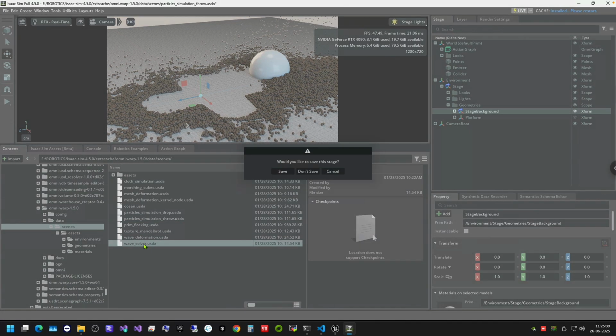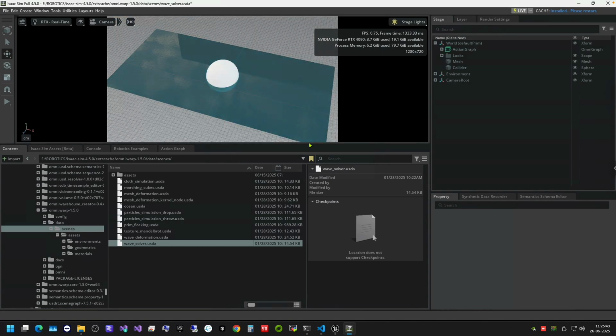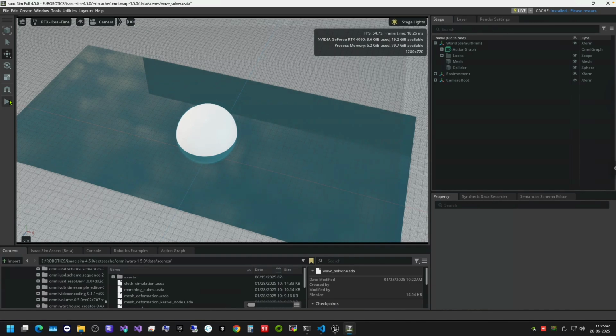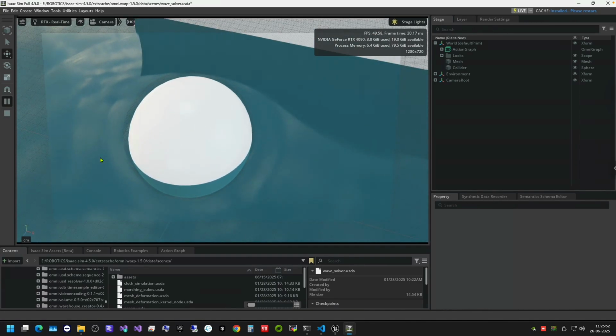Similarly, there are some other examples as well in NVIDIA Omniverse Isaac Sim, which internally are simulating the physics behavior of waves and particles and different things.